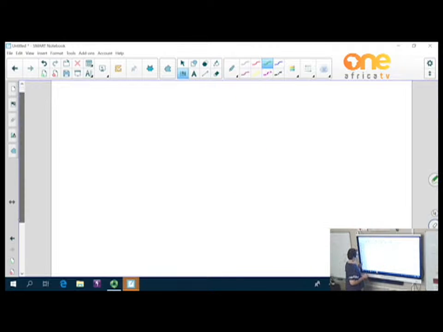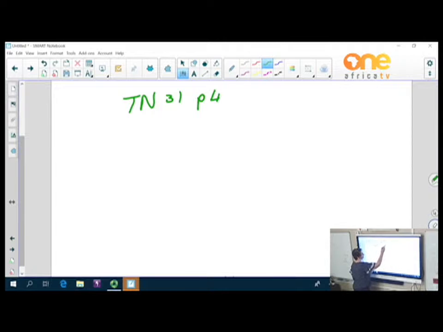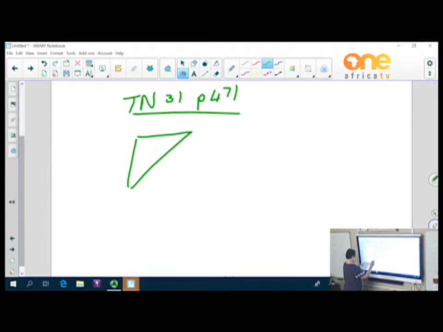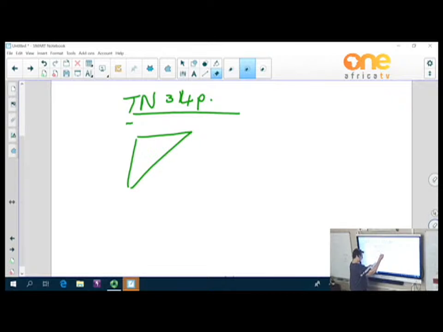Now, if we look in the textbook, the first exercise is just again finding those sides. So this is Try Now 31 on page 471. Page 471. And again, just finding those sides there. So this is triangle... Try Now 34 that we're looking at. So this is page 473. We've already done that other one there.